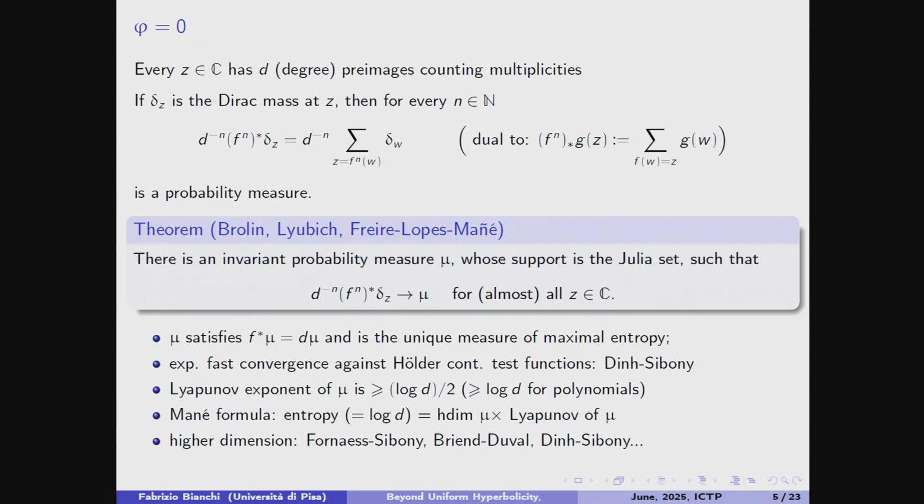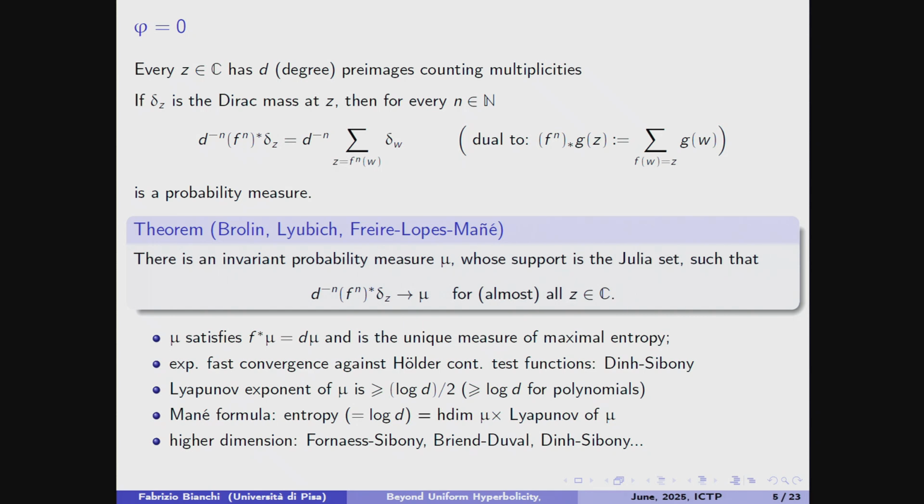Then for every point, you take the pullback, and you renormalize by D at every step. So every time you have a probability measure, and you have a limit. This limit will satisfy the invariance property, because if you do it another time it will remain true in the limit, and it is the unique measure of maximal entropy. This convergence is exponentially fast when tested, for example, against Hölder, let's say C2, functions. I will tell you more about this later, so I don't write what this means. But the convergence is quick against regular tests.